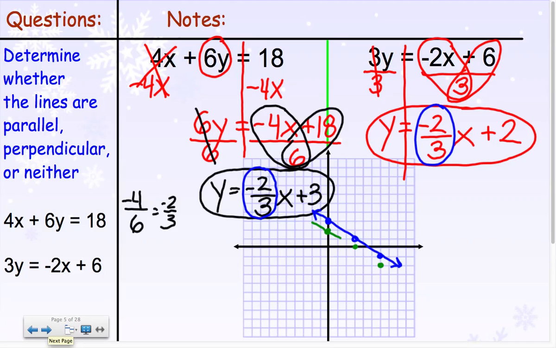These lines look like they could be parallel, but we have to look at their slopes to know for sure. The slope of this line was negative 2/3. The slope of this line is negative 2/3. The slopes are the same, so they are parallel.